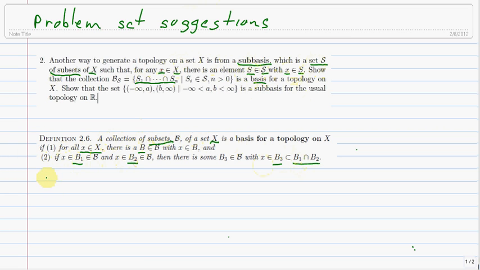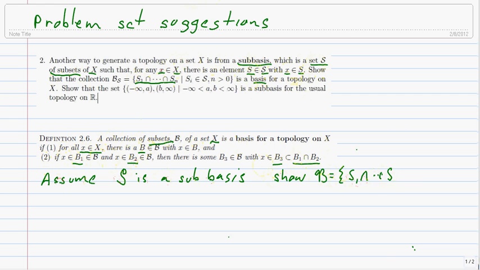So notice that if you assume, let's say script S is a subbasis. Show script B sub S, which is all these intersections, in other words, finite intersections from the subbasis, forms a basis. So we have to confirm two things.